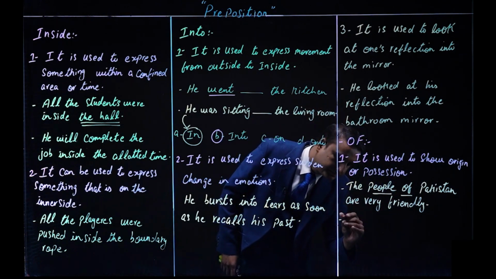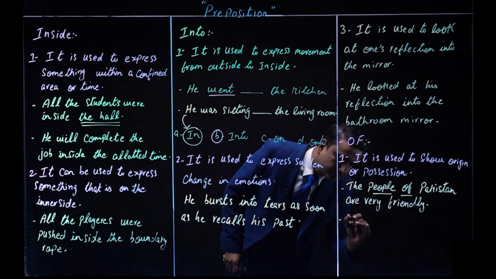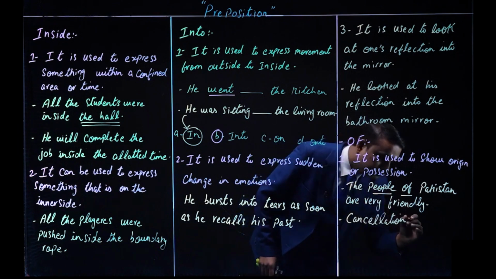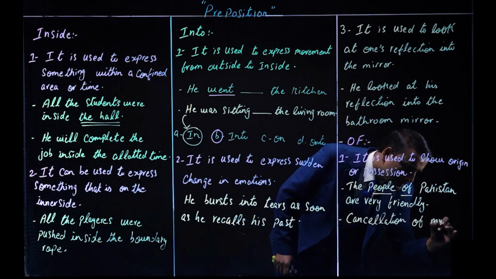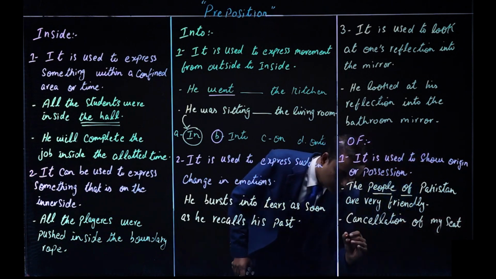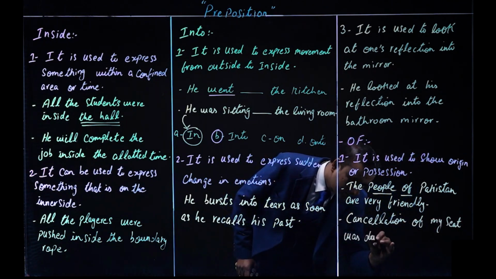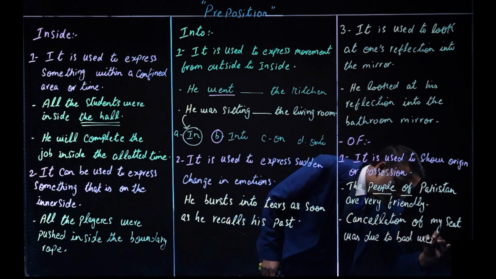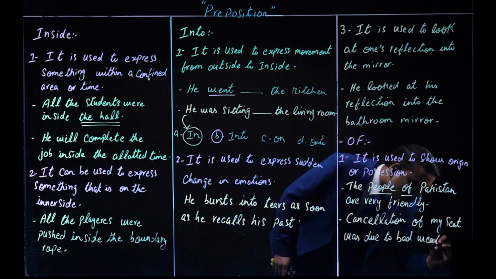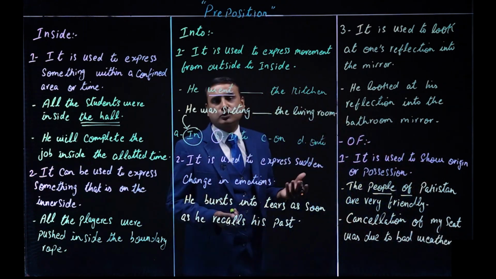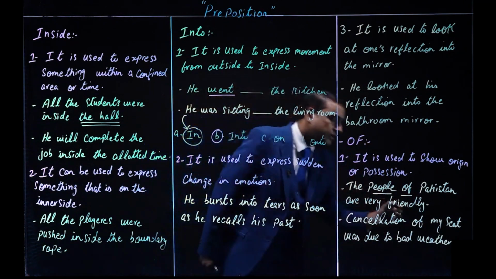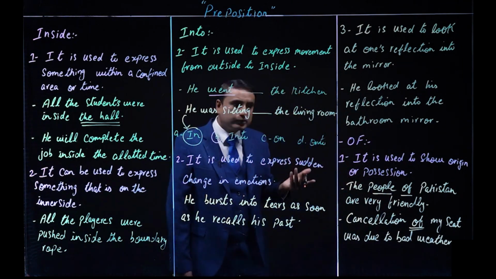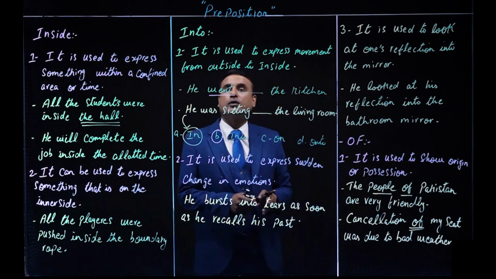For example, cancellation of my seat was due to bad weather. Obviously flight cancel हो जाएगी bad weather की वजह से, तो सीट भी क्या होगी? Cancel हो जाएगी. Now that is of my seat, that is my possession. So here of can be used for possession or for showing origin.